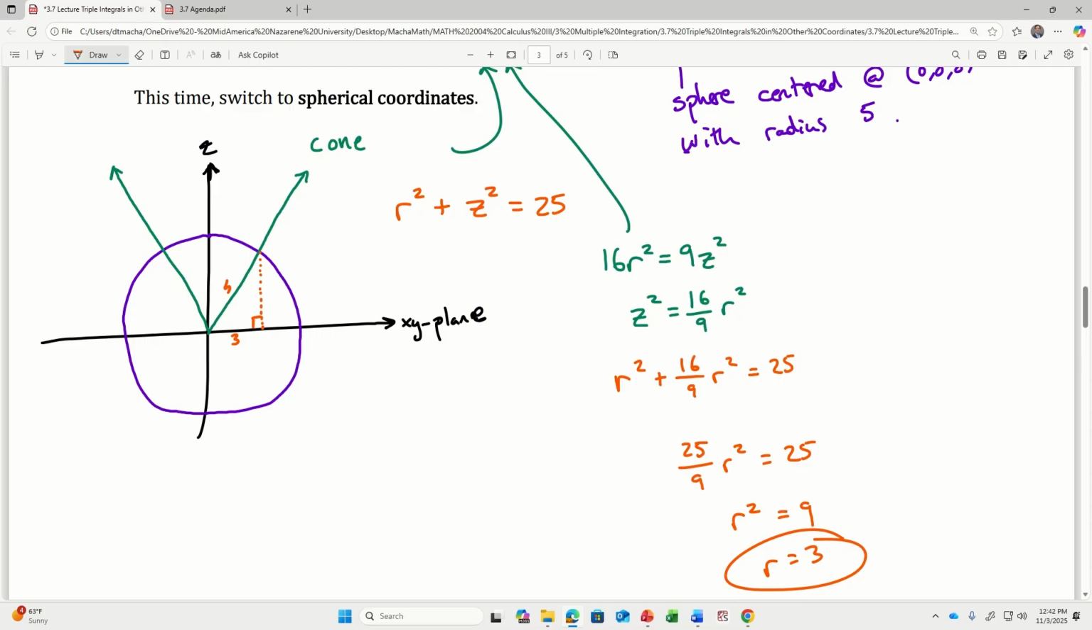This is a right triangle, and that side length is 3. That is, the distance away from the z-axis is 3. This is 5. What's this length? What's the z-coordinate of the intersection? 4. You got a little 3, 4, 5 triangle in there.